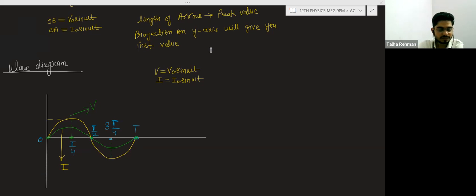After this, in the next class, I will discuss the inductive circuit. There will be one inductor, and that inductor will be connected with some AC source. But before that, I want to discuss some integration, because I feel that your integration is not that okay. One or two questions I will discuss.